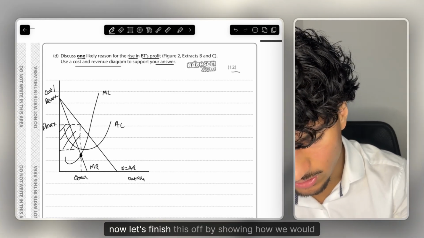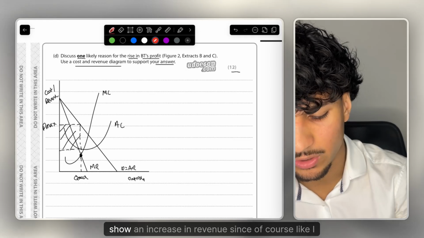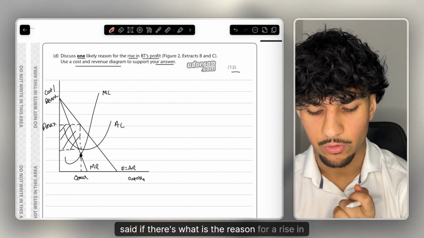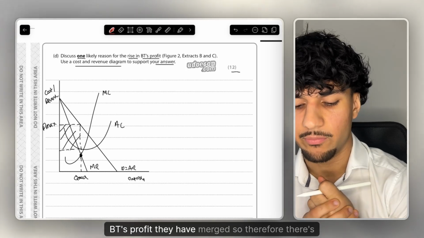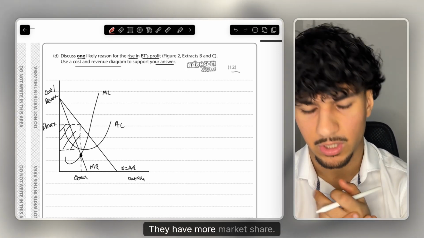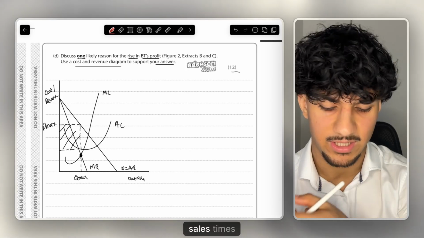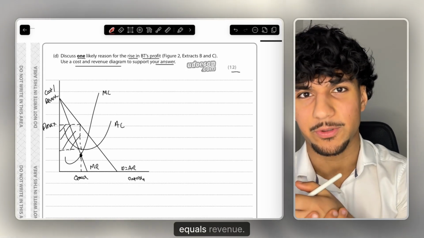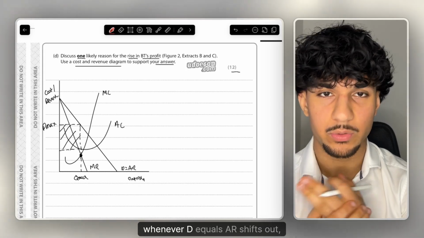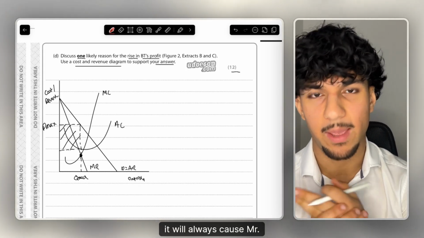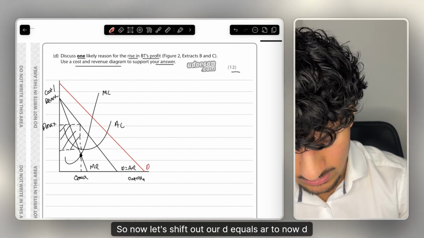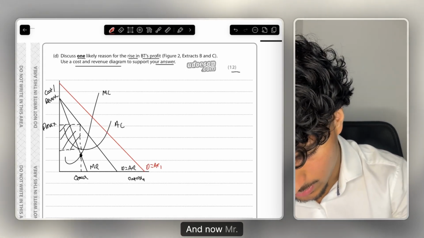And now let's finish this off by showing how we would show an increase in revenue. Because of course, what is the reason for a rise in BT's profit? They have merged, so therefore there's an increase in the firm's sales. They have more market share, therefore sales times price equals revenue. So therefore an increase in revenue. And whenever D equals AR shifts out, it will always cause MR to shift out also. So now let's shift out our D equals AR to D equals AR1 and now MR.